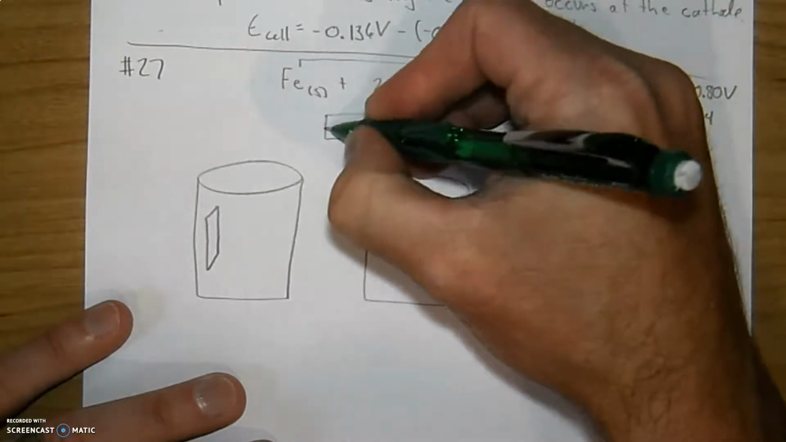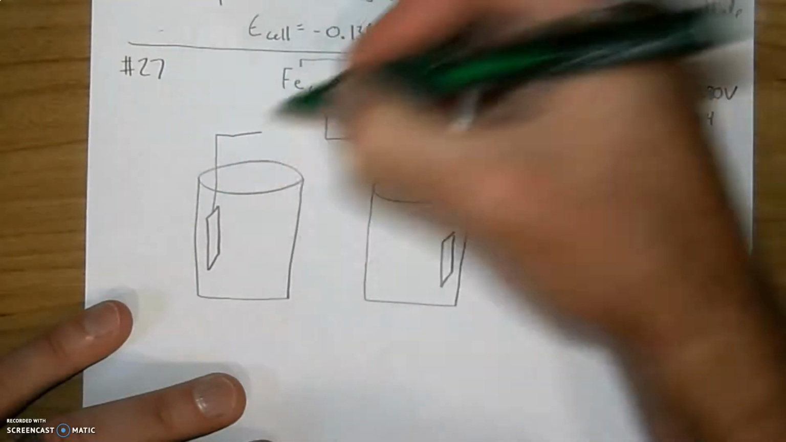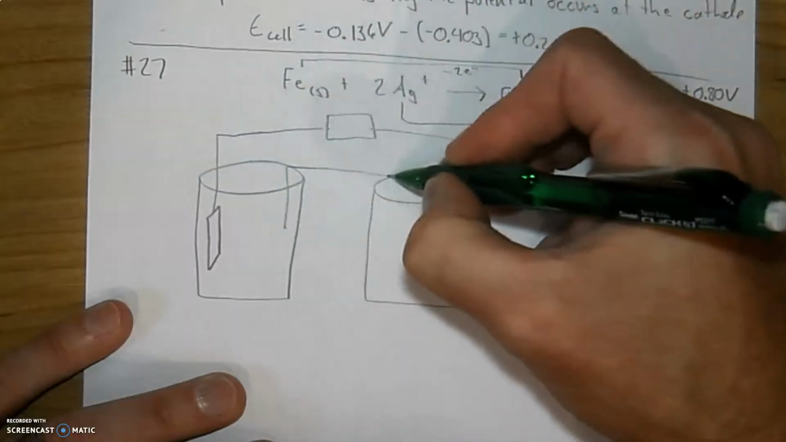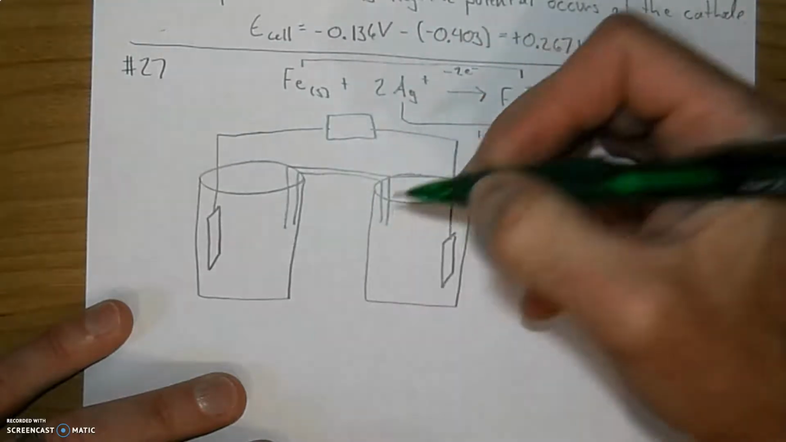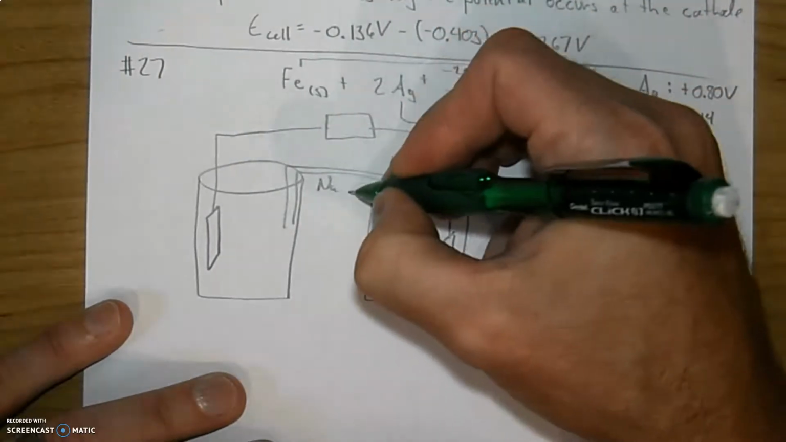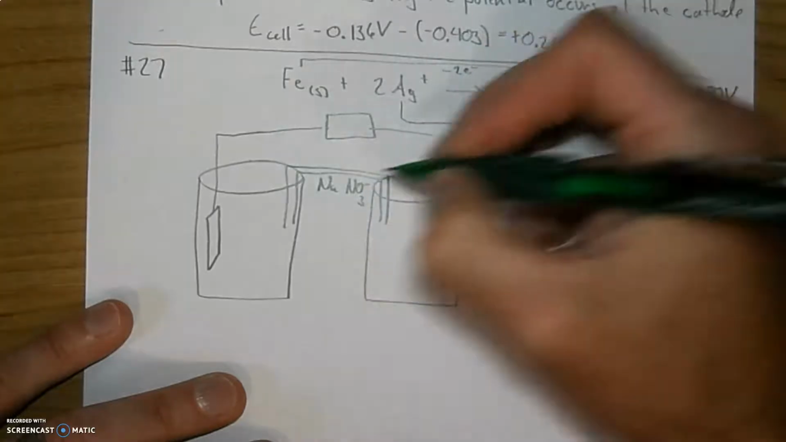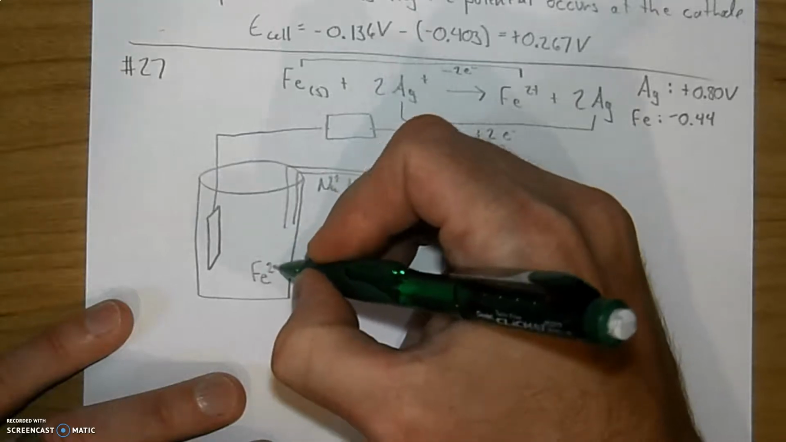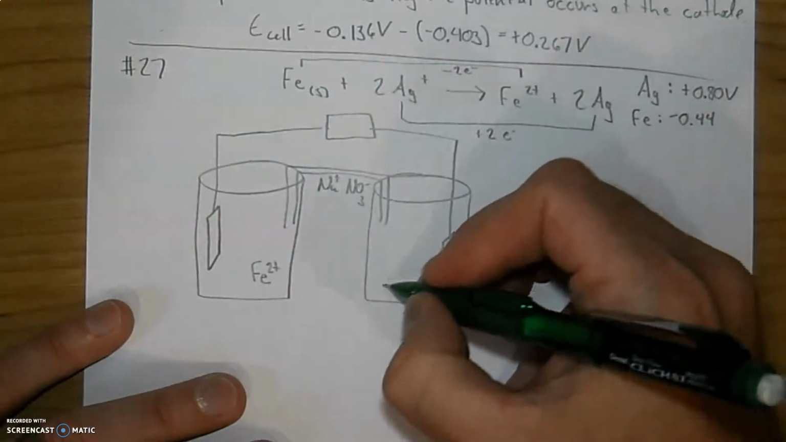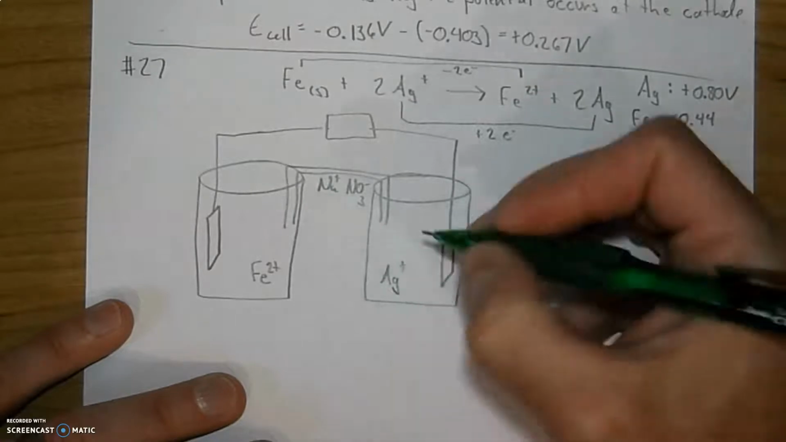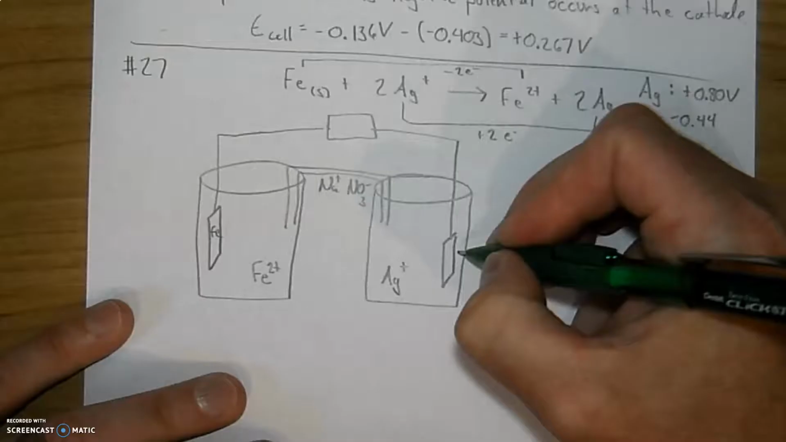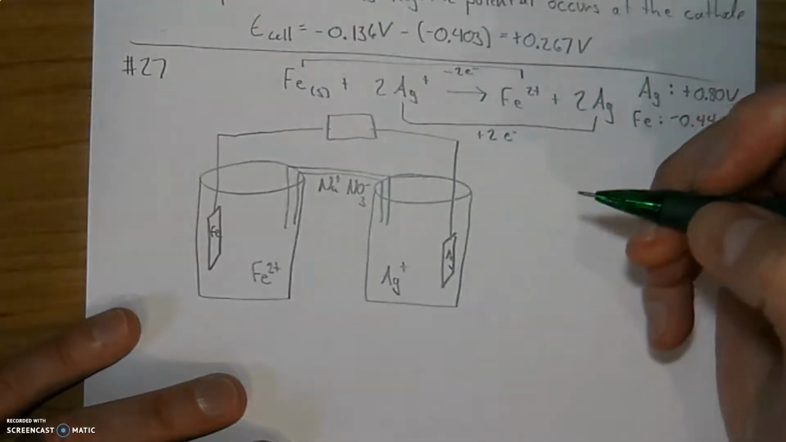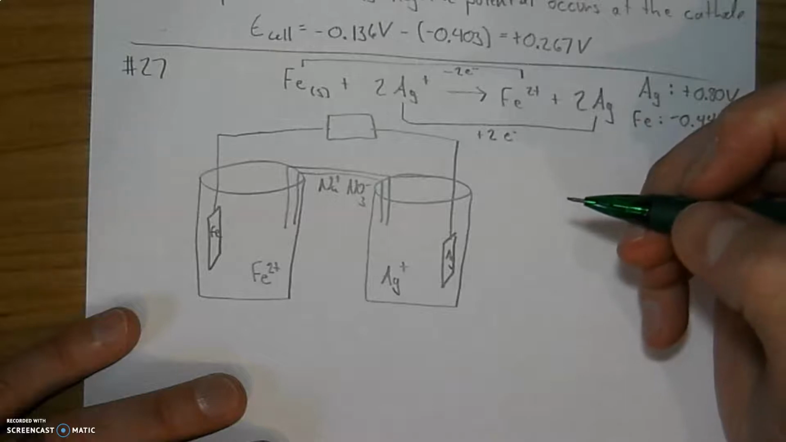Little voltmeter thing here. We can do the math on that a little bit later. I don't think we're there yet. Salt bridge. And that's simply going to be some sodium nitrate. We'll talk about directions later. Got some iron solution. It's always 1 molar. Some silver solution over here. This happens to be iron metal, and this happens to be silver metal as well. Okay, I think I got everything in place here.